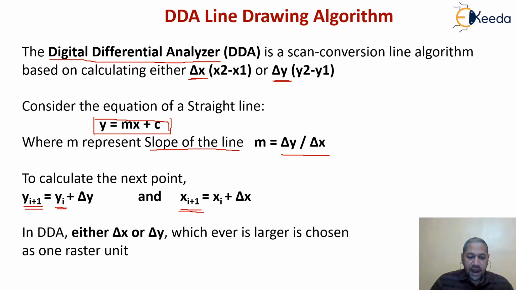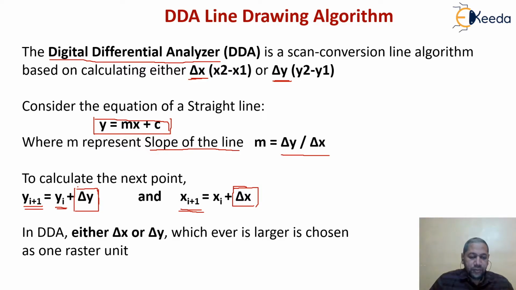Okay, so in the simple case, after knowing x1, y1, if I add this delta x to the current x value, I will get the next point. Similarly, if I add this delta y value to my current y value, I will get the next y value, y i plus 1.